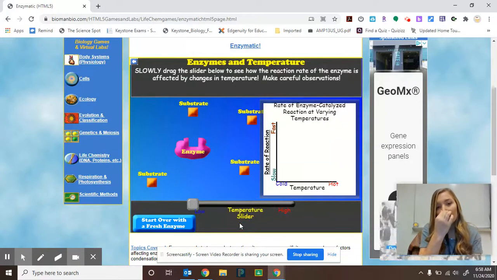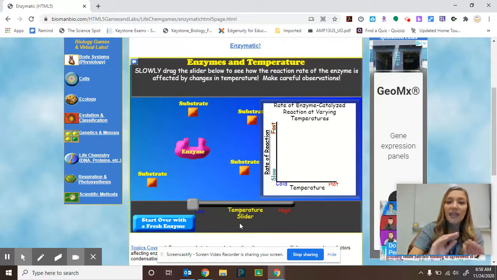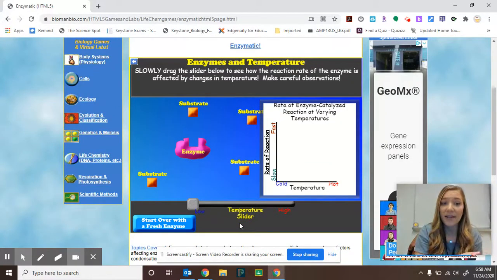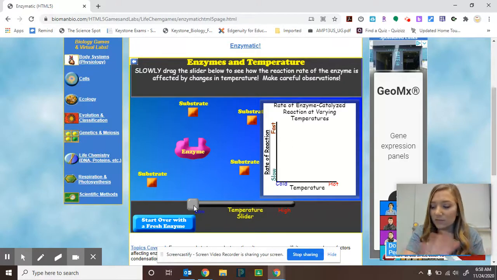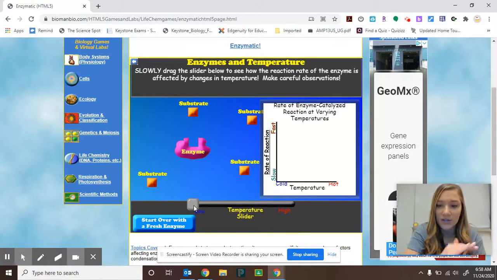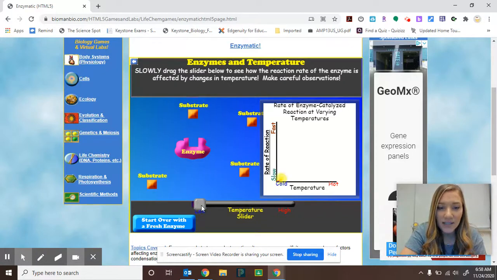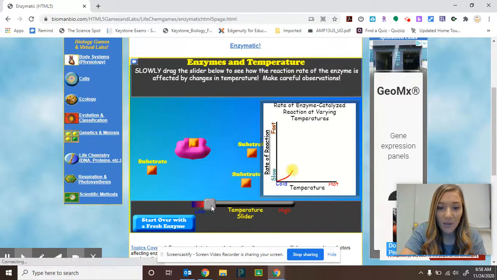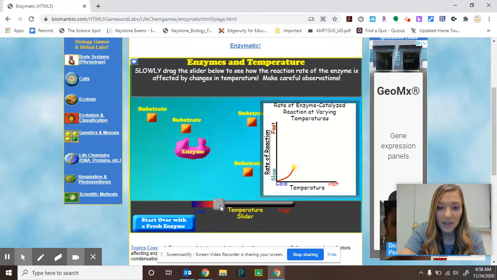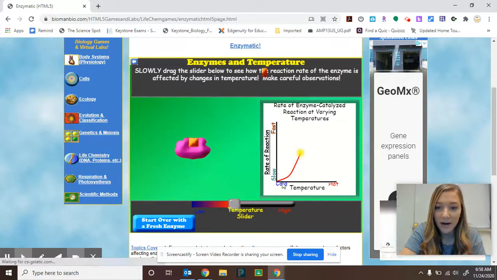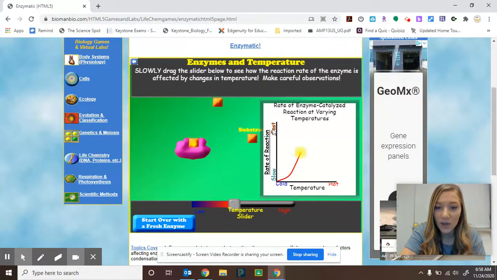It says very slowly drag the slider to see how the reaction rate of the enzyme is affected by changes in temperature. We're going to make some observations here. So look at the slider. Right now we're at no temperature, just at a start. And we're going to slowly move this temperature gauge up. As I get warmer, you can see everything starting to move faster. Look at my graph here. Slowly from a cold temperature to a warmer temperature, it's starting to go faster.